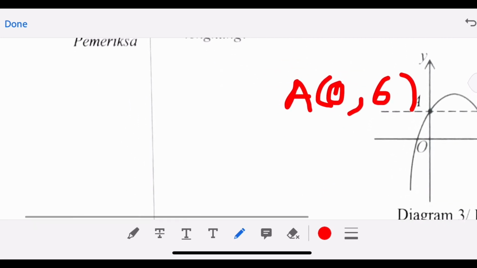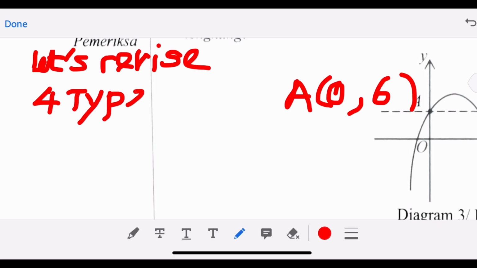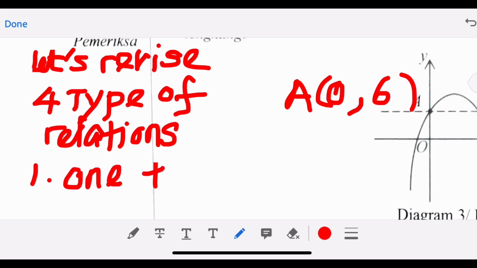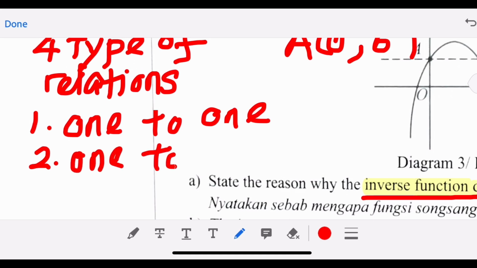y-axis. Now, in order to answer why the inverse function does not exist, I would like you to go back to your Form 4 or Form 2 syllabus. You recall the 4 types of relations. Number 1 is one-to-one relation. It means that one object has only one image, one x, one y for function.